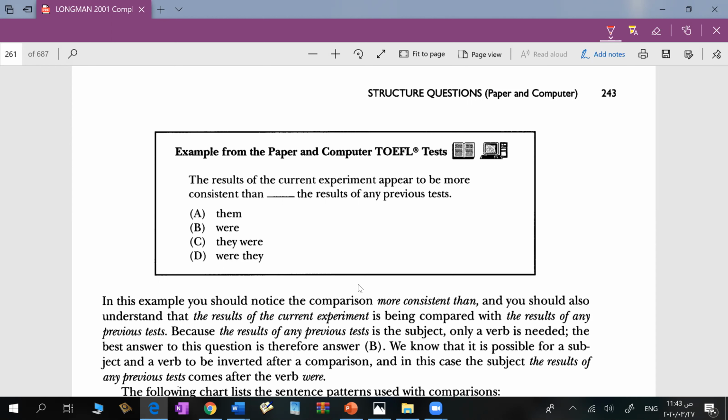Yes, B. It's one of two things. Either we say more consistent than the results of any previous tests without adding anything, and this will be correct, putting the noun phrase directly. Or we use a verb with this noun phrase. Because we have a noun phrase, it is the subject. We need a verb, okay? More than were the results of any previous tests, correct?